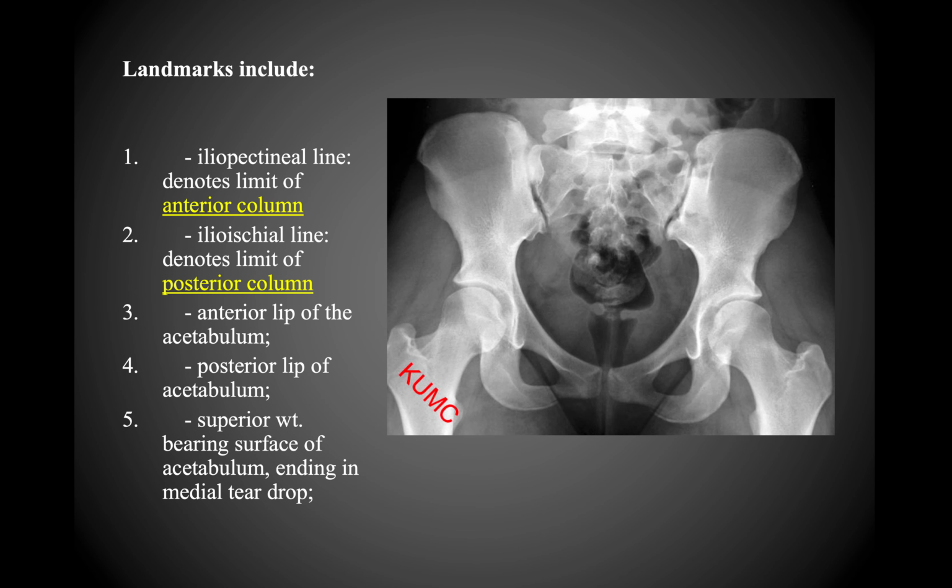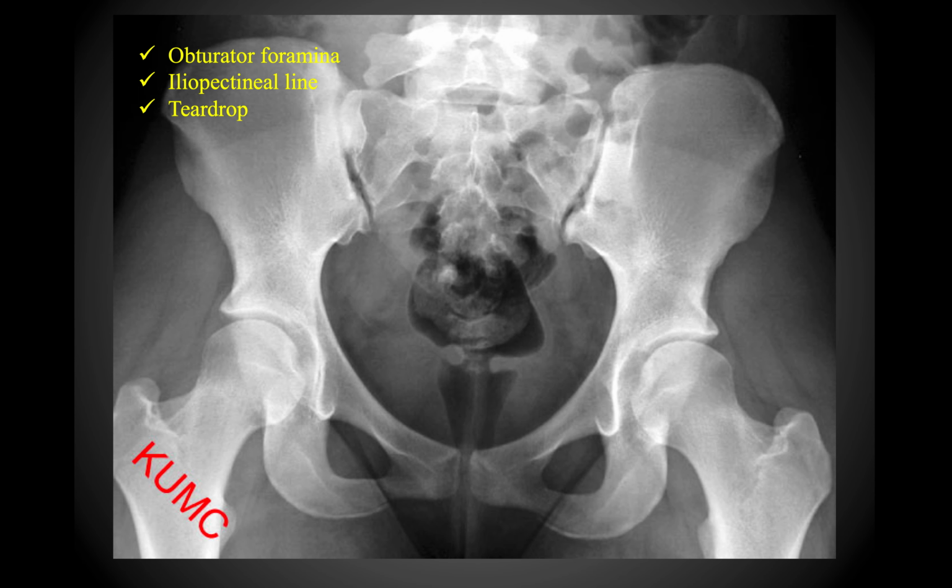And then we also have what's known as the superior weight-bearing surface of the acetabulum, which ends in a medial teardrop. So you can see that happening right here. As it comes down, you'll see this teardrop, kind of looks like a J almost drawn on the hip. And then here you see the mirror image on the contralateral side. So again, this is the superior weight-bearing surface of the acetabulum forming that medial teardrop structure.